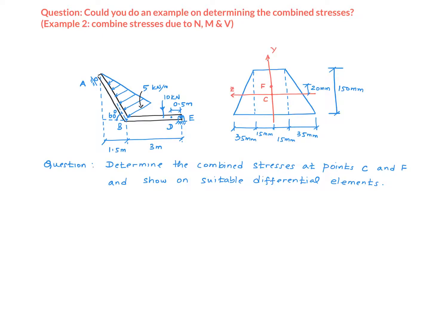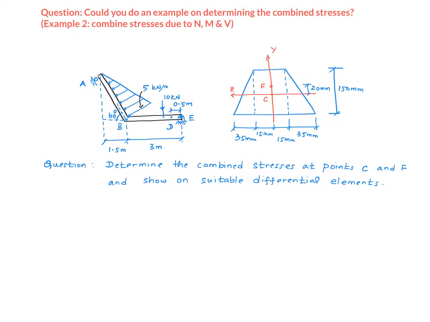We have a beam that is bent at B. The beam is supported on a roller at A and a pin at point E. We have two types of external forces here: a distributed load that goes from 0 to 5 kilonewton per meter at this point right there, and then a point load acting vertically down. The magnitude of the point load is 10 kilonewton.